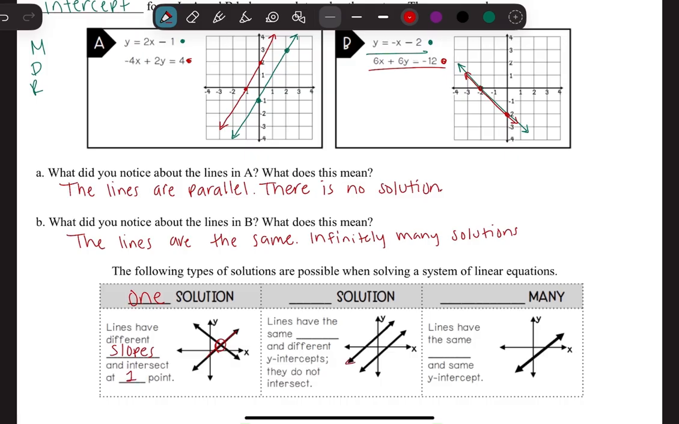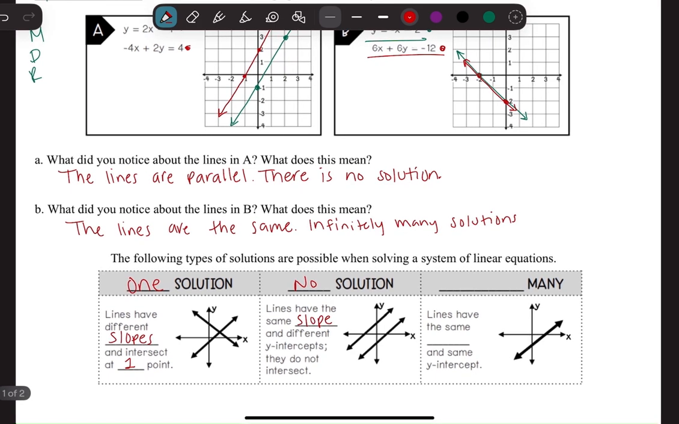When the lines are parallel, like these, and they don't cross at all, then you have no solution. No solution lines are lines that have the same slope and different y-intercepts. They do not intersect. I want you to write parallel down here.